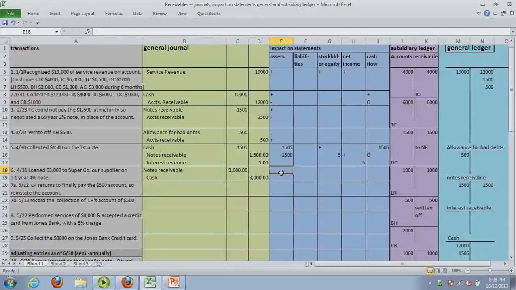Two different assets involved. One asset goes up, the other asset comes down, so it is an asset exchange. No impact on the rest of the balance sheet. Nothing yet for the income statement until you have some earnings, some interest. And then last but not least, we have cash going out for $1,500, and this would be investing. Okay, because it's not a customer this time. We're actually loaning money to the supplier. And so we have cash going out by $3,000 in the general ledger, and we have another notes receivable for $3,000. And the subsidiaries we don't have to worry about.